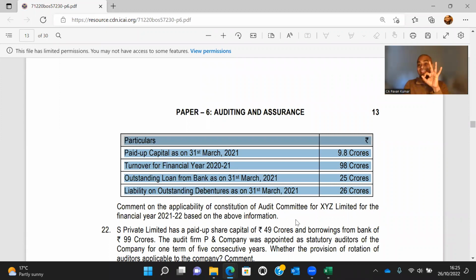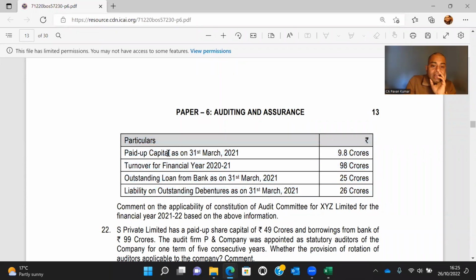Then you have to look at 3 parameters. What are the 3 parameters? 1, paid up capital. 2, turnover of the entity. 3, loans from banks and financial institutions, including debentures. So now tell me whether test 1 is within the limit or no. Paid up capital should be 10 crores as per the provision. It is within the limit, less than the limit.